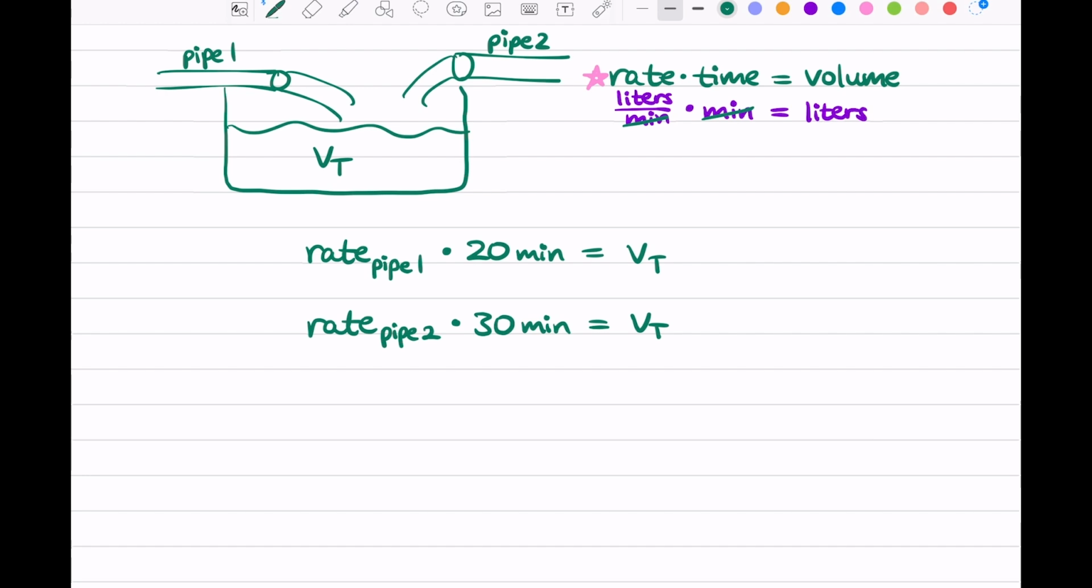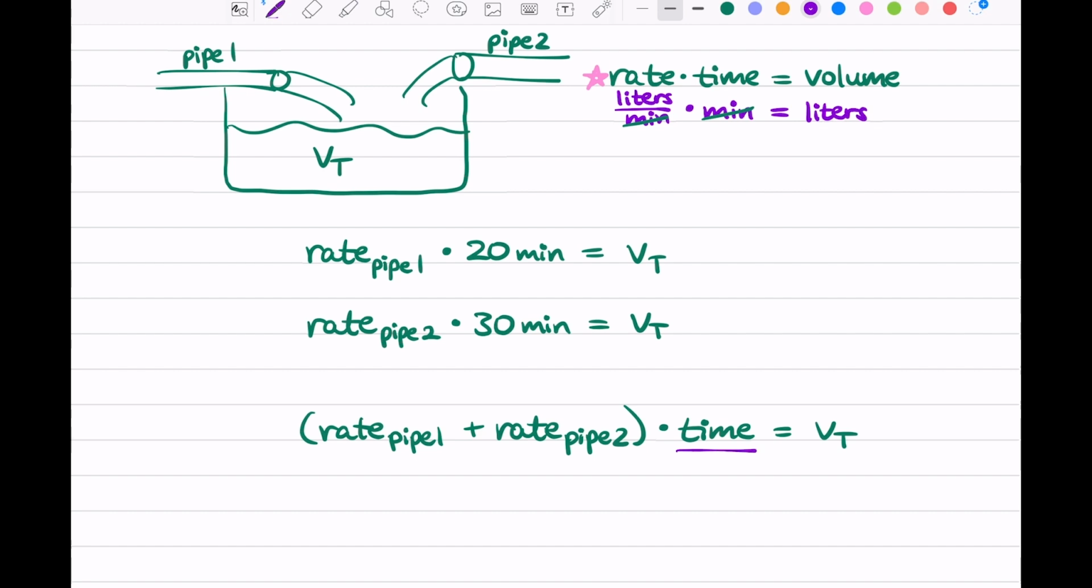Now let's consider the situation where both pipes are filling the tank at the same time. Basically what our picture looks like. So what is the rate of the water flowing into the tank? Well, it's going to be the rate of our first pipe plus the rate of our second pipe. Both pipes are flowing into the tank. And if the water flows into the tank for some amount of time, we'll get our total volume.